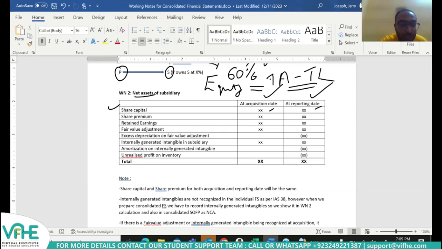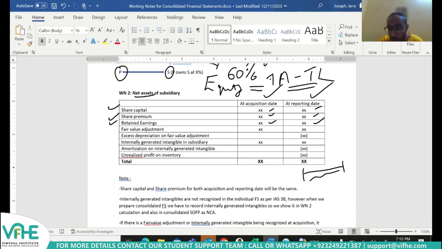Simple. Second one is share premium. Where do you get this from? Simple, from the balance sheet of the subsidiary. Again, it will be the same for both dates. Then retained earnings. Definitely retained earnings also form part of the equity of the subsidiary. That also will be same? No, it will not be the same. Why? Because at acquisition date there will be some profits, and between acquisition date and reporting date there will be some profits coming in, right?